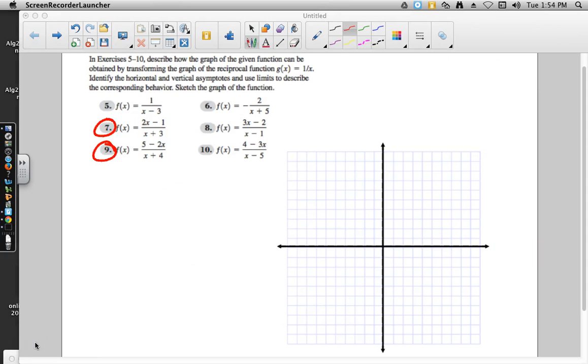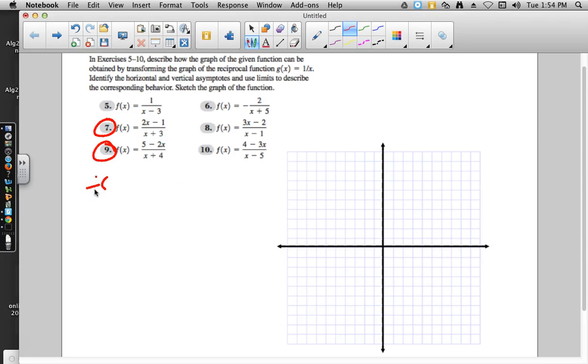All right, now we'll start with number 9, and we're going to go about this the same way. The first thing I don't like about number 9 is they're messing with us a little bit by not making this -2x plus 5 over x plus 4. We can certainly reorder that. That's just addition, and addition is commutative.